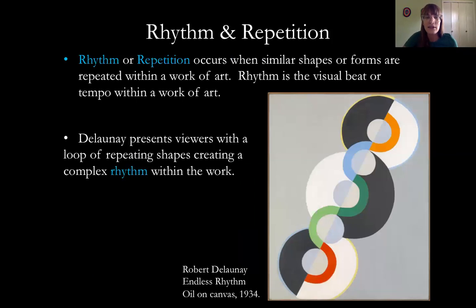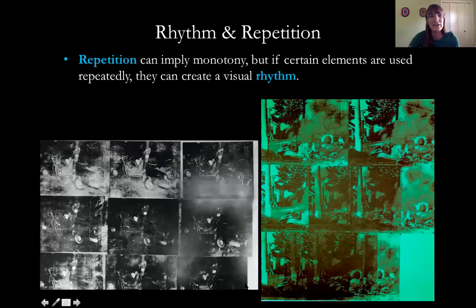So this is the last principle that we'll talk about, rhythm and repetition. Rhythm or repetition occur when similar shapes or forms are repeated within a work of art. Rhythm is the visual beat or tempo within a work of art. And here, this is the image that we have in the PowerPoint as well. This artist presents viewers with a loop of repeating shapes that just seem to keep going, and your eye can follow this rhythm within the work. And it's even called endless rhythm. So obviously the artist sees what they're doing.